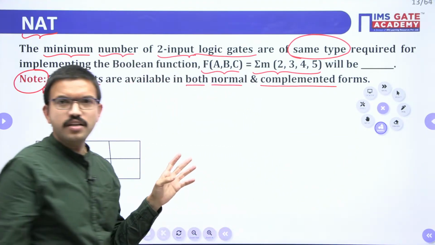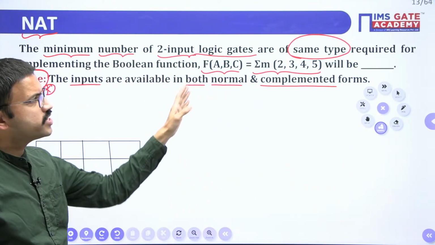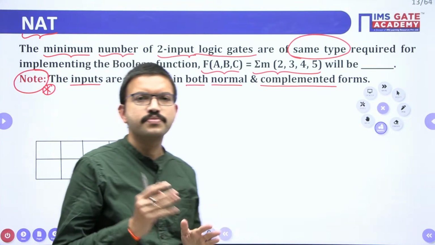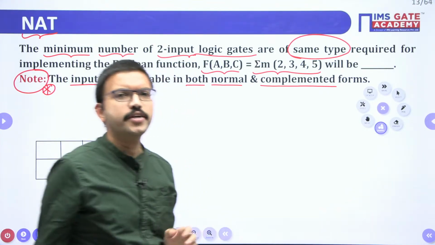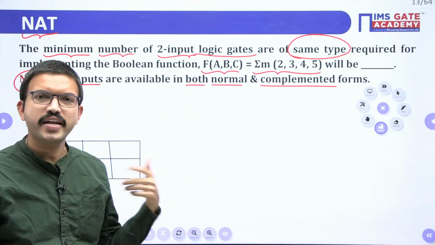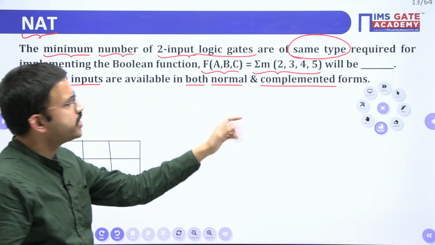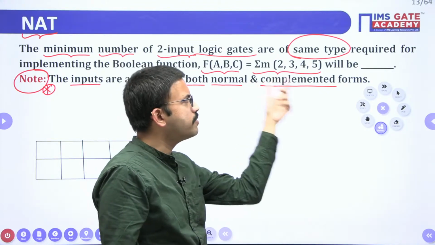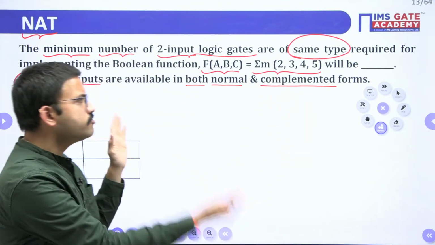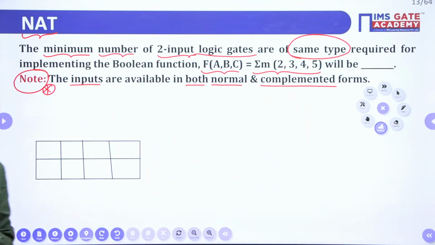In general, I hope all of you know that the basic gates are AND gate, OR gate and NOT gate, whereas the universal gates are what? NAND gate, NOR gate. So this question is related to how many gates you will get with NAND, how many with NOR, and which is the least one.